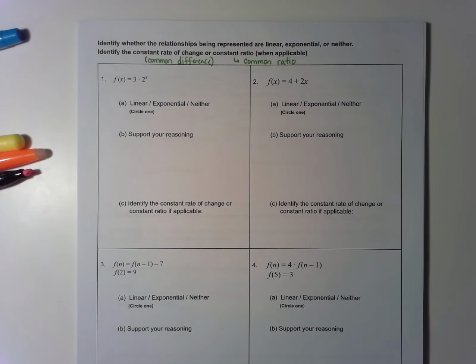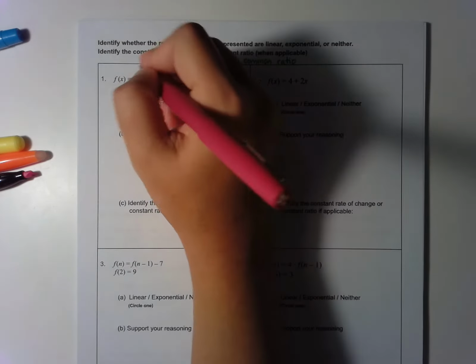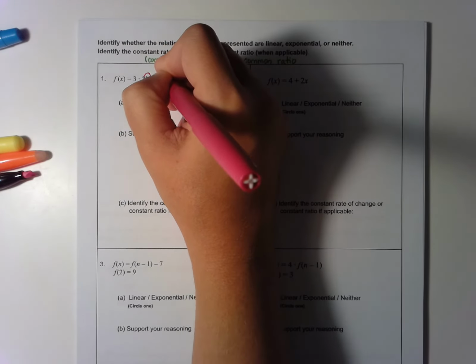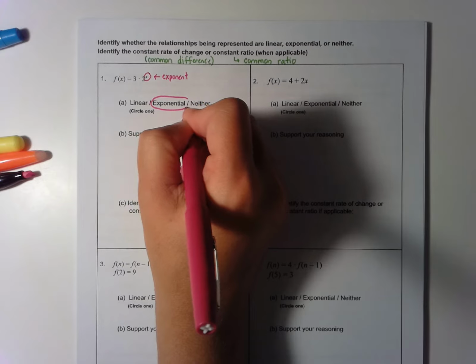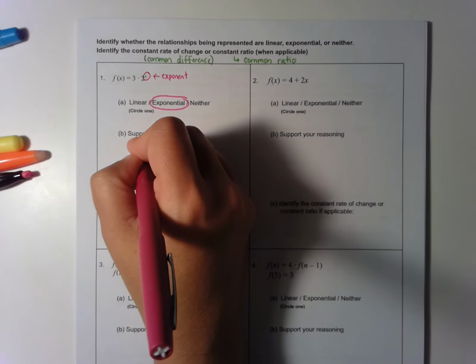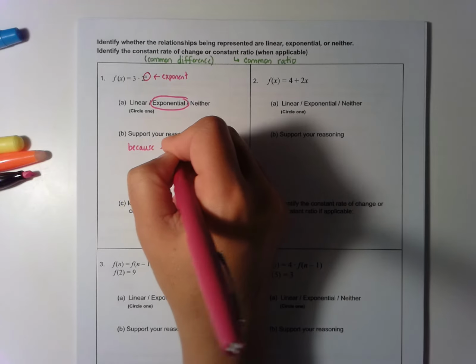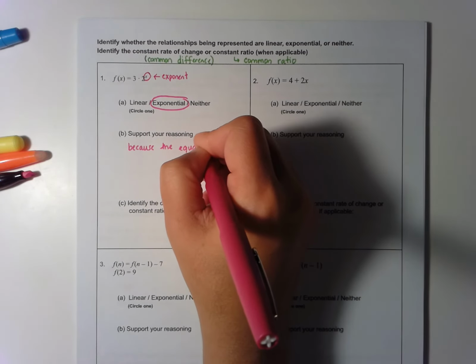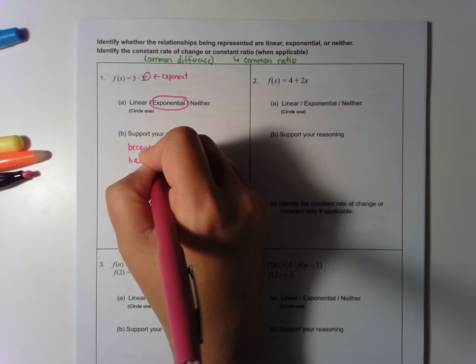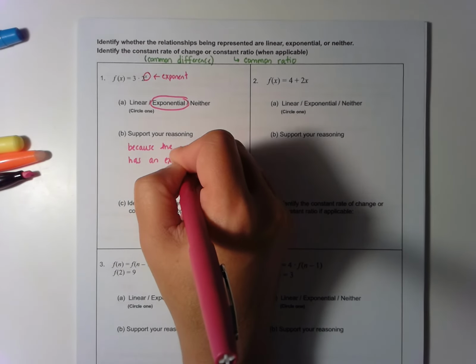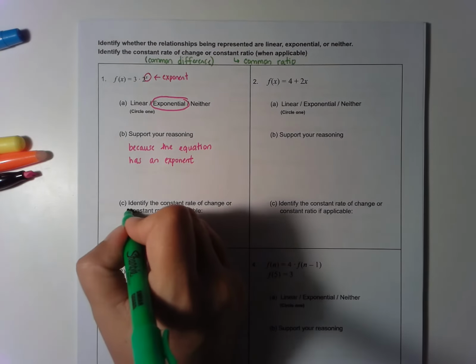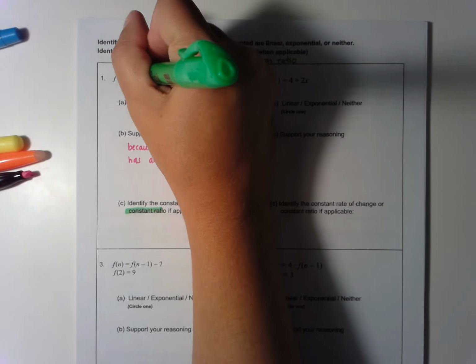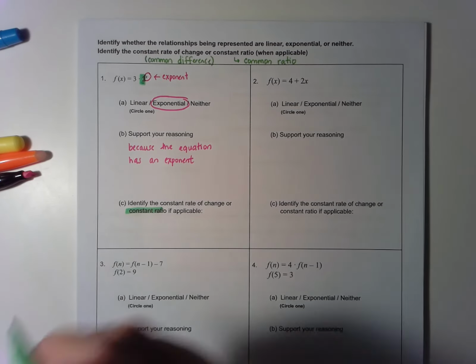So let's try number 1. Based on this equation, I can see that there is an exponent in the equation. So I am going to say that this is an exponential function, and I'm going to say because the equation has an exponent. Now, because it's an exponential function, that makes it a common ratio. So I'm going to have the common ratio, which is always going to be the number that's by the x, the base of the exponent. In this case, that would be 2.